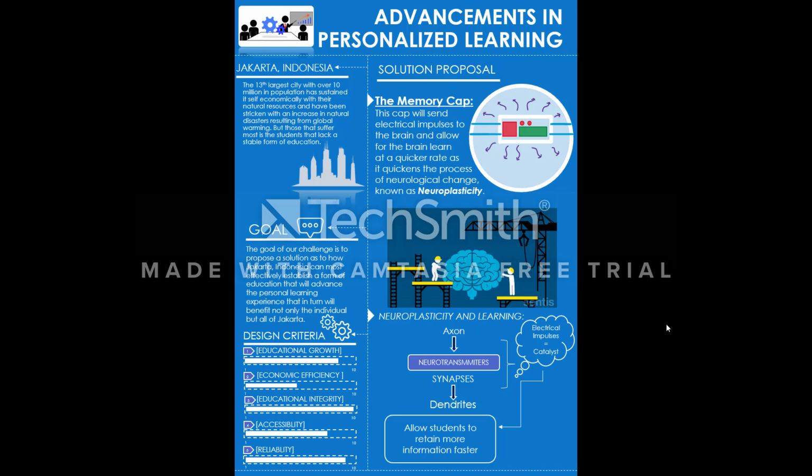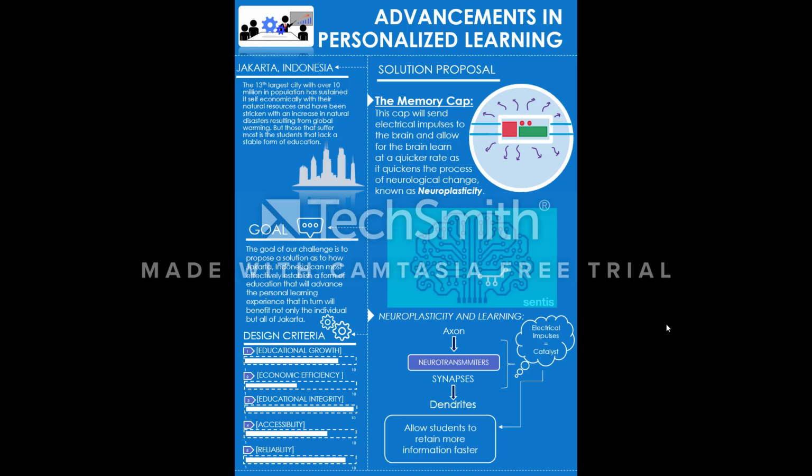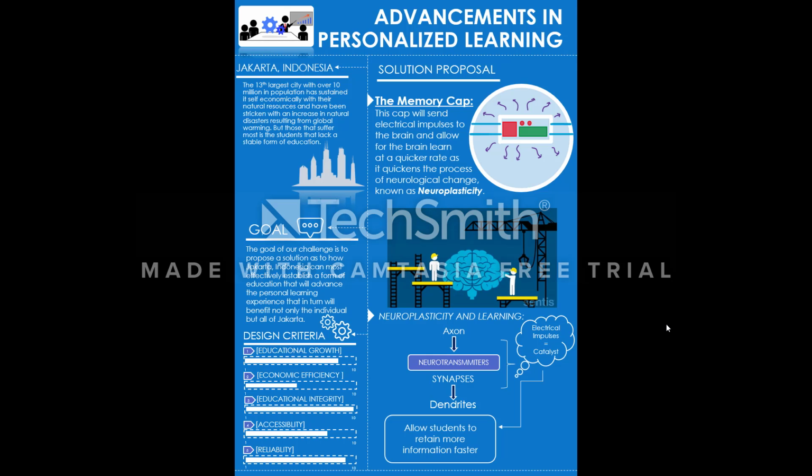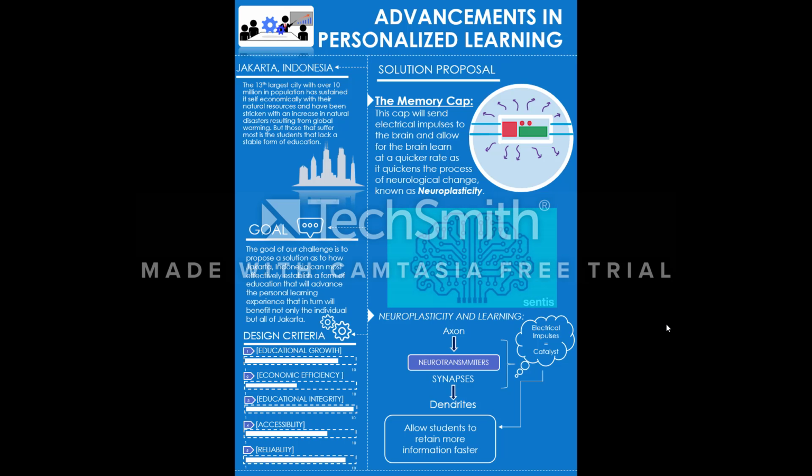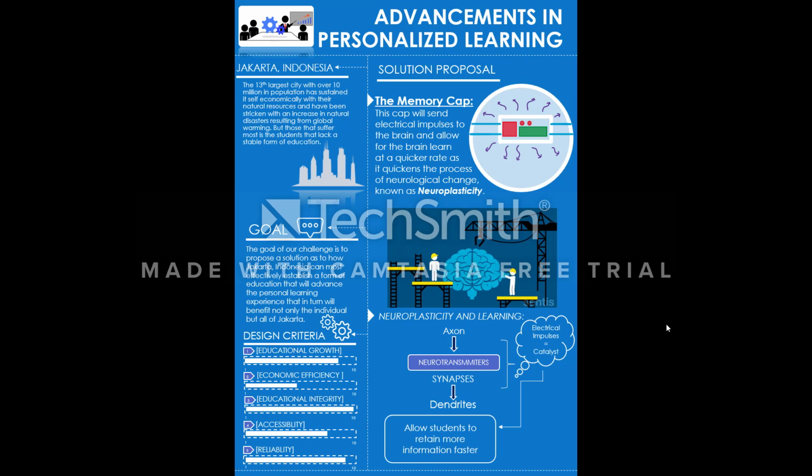These factors created what we call our design criteria, which include educational growth, economic efficiency, educational integrity, accessibility, and reliability. Each one of these can be evaluated on a scale from 1 to 10. Our number one goal is to develop educational growth, which we evaluated as a 9 out of 10. This is because brains vary, and with varying brains, we have varying results. However, one thing is guaranteed, that learning will be a quicker process.